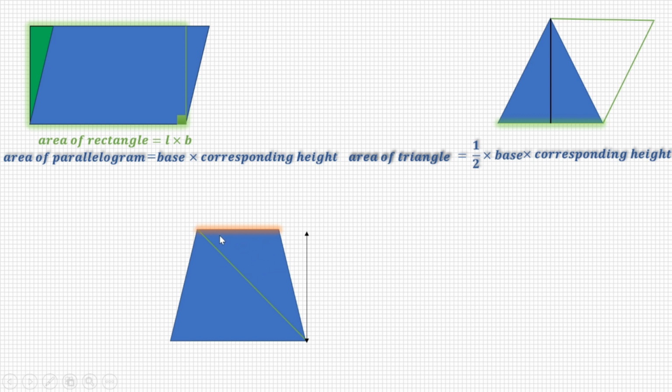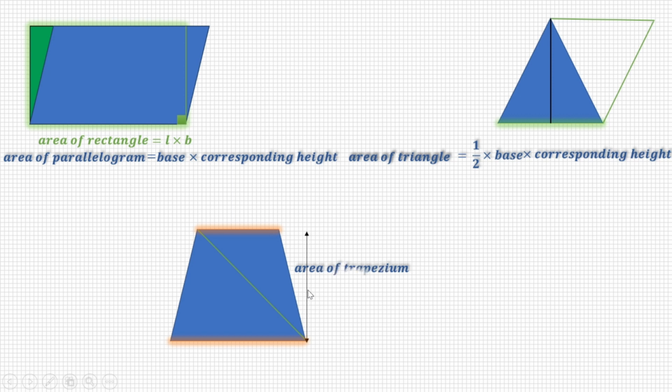Here I purposely chose this as the base, one of the parallel sides. This trapezium has one pair of opposite sides parallel. So when I am splitting it into triangles, I am taking a triangle with one of the parallel sides as base and the second triangle with the other parallel side as base. So the area of this triangle is half into base into this height.